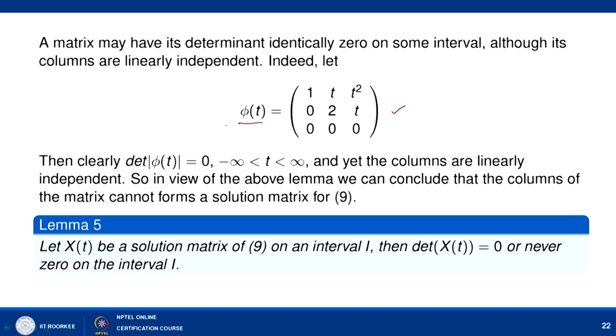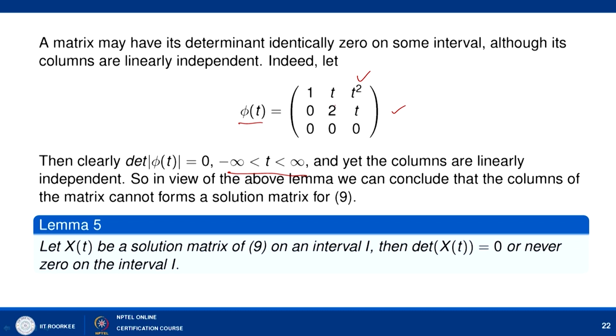So, here this phi t is 0 for all t between minus infinity to infinity, but still you can say that your columns are linearly independent. I cannot write the third column as a linear combination of the first two columns. So, it means that the columns are linearly independent.